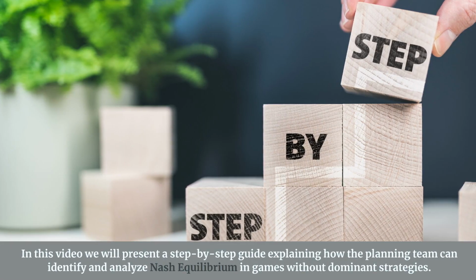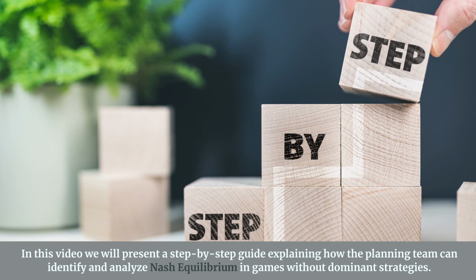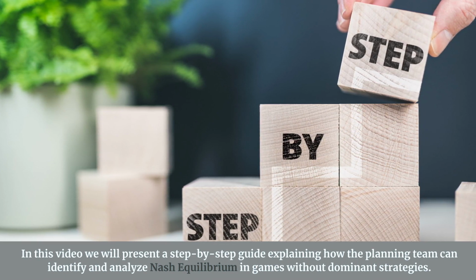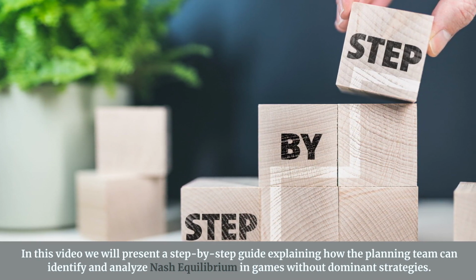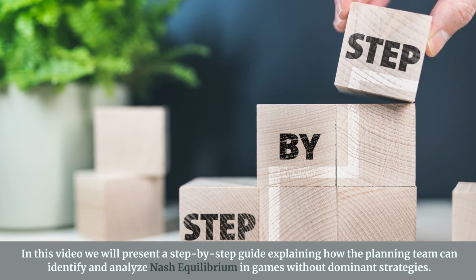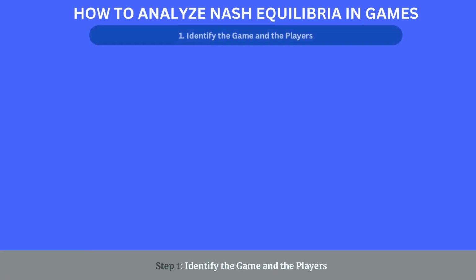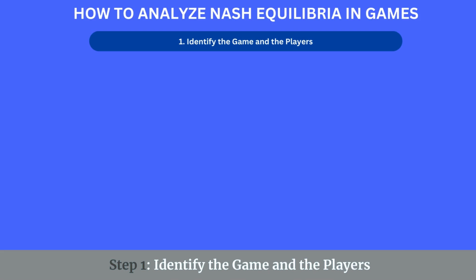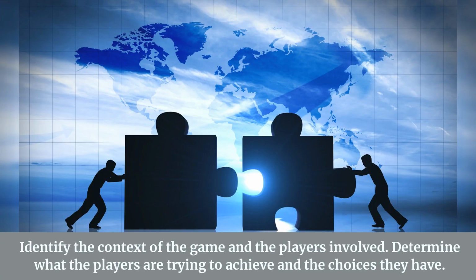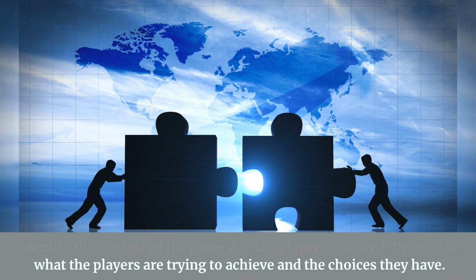In this video, we will present a step-by-step guide explaining how the planning team can identify and analyze Nash equilibrium in games without dominant strategies. Step 1. Identify the game and the players. Identify the context of the game and the players involved. Determine what the players are trying to achieve and the choices they have.